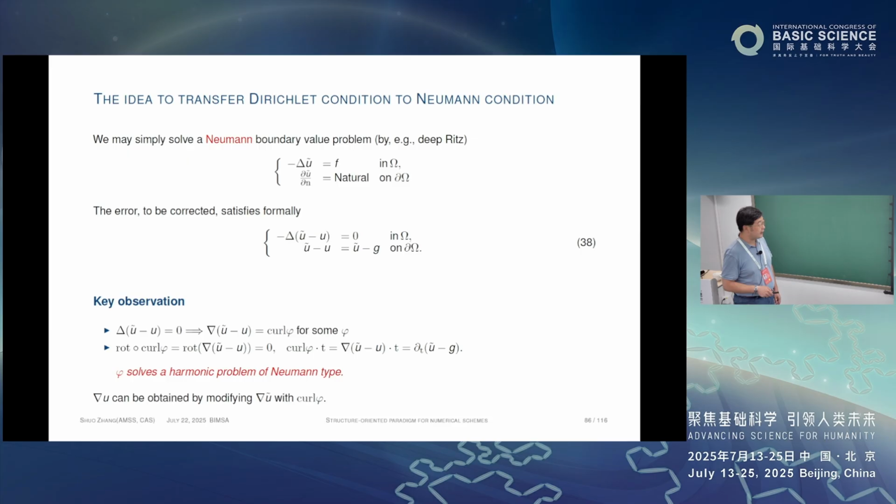So we can solve phi using deep Ritz and other methods, and then we can combine the gradient of u tilde and curl phi to get the gradient of u. That's it.